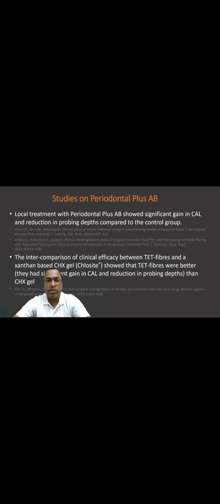There are a variety of studies on Periodontal Plus AB. One is local treatment with Periodontal Plus AB showed significant gain in clinical attachment level and reduction in probing depths compared to the control group, by Khan in 2014, also by China in 2015. One study by Gill in 2011 showed the intercomparison of clinical efficacy between tetracycline fibers and a xanthan-based chlorhexidine gel, that is Chlosite, and showed that tetracycline fibers were better, that is, they had significant gain in clinical attachment level and reduction in probing depths than chlorhexidine gel.